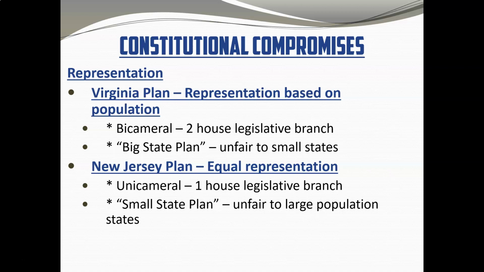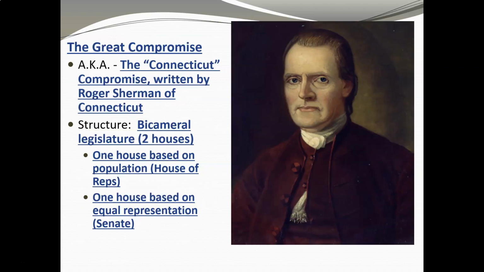Now, the other plan on the table was the New Jersey plan, which was equal representation. It would have been a one house system, which would have meant you'd either have the Senate or the House of Representatives, but not both. And it was a small state plan, which was unfair to larger population states because each state would have had the same amount of representation, which is what we had under the Articles.